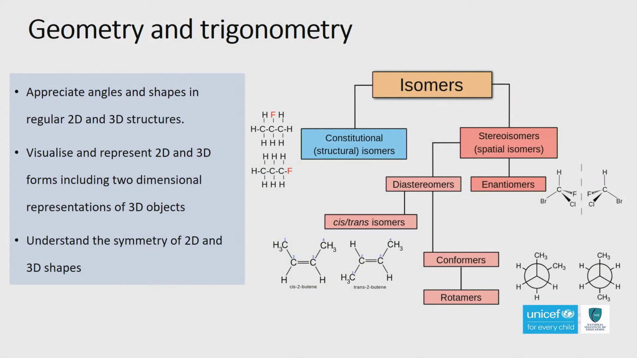In addition to that, we will also be looking at organic chemistry isomers, and under this you have gone through the section on geometric isomers, that is cis and trans, E/Z isomers. In Unit 4, you will also be looking at optical isomers, which is also based on its 2D structure. Understand the symmetry of 2D and 3D shapes.